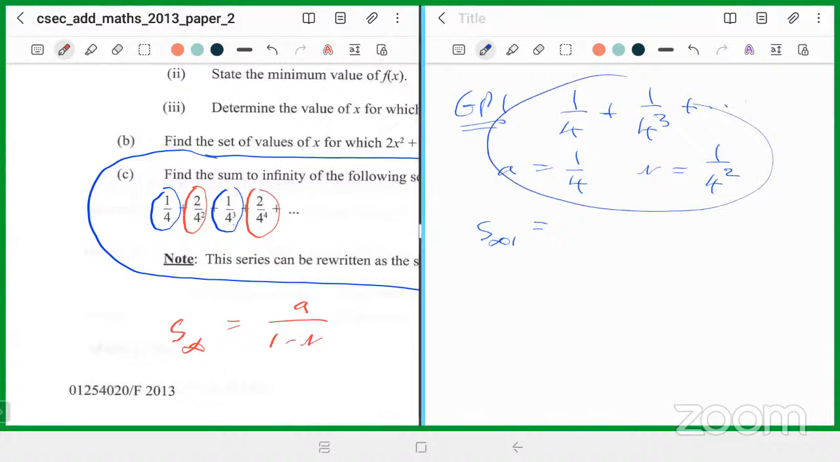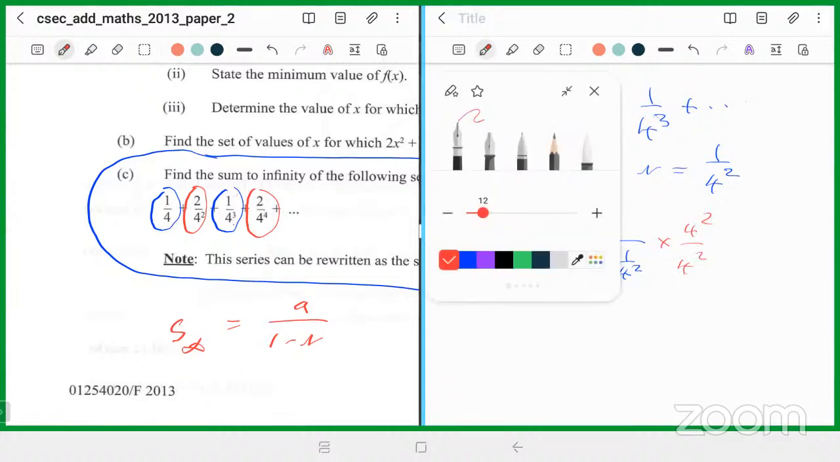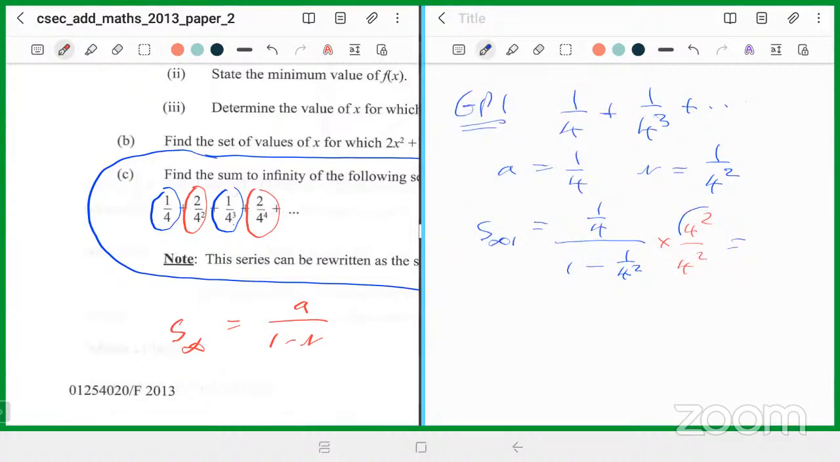So on this series, the A is a quarter. So I'm going to put a quarter over 1 minus the R, which is 1 over 4 squared. That's it. And then to simplify this quickly, we can multiply up here by a 4 squared and multiply under here by a 4 squared. I can just drop it in the calculator. We multiply this by this, we're going to get 4 over, we multiply this by this, we're going to get 16 minus 1, which is 15. This becomes 4 over 15.